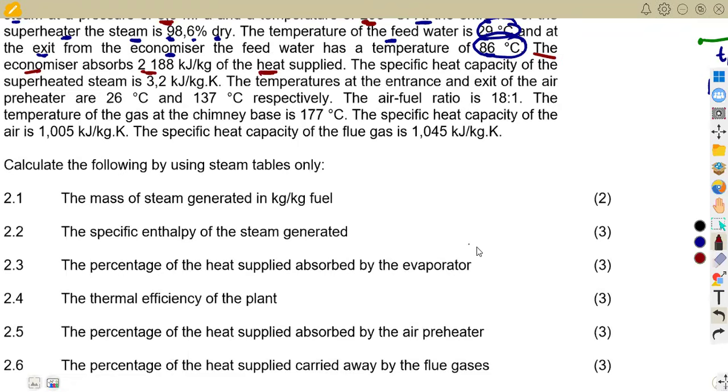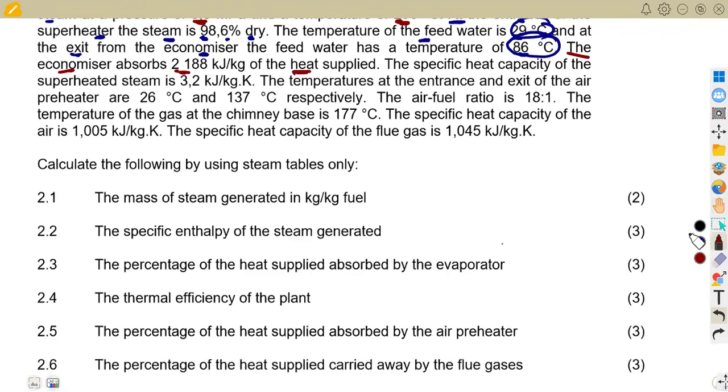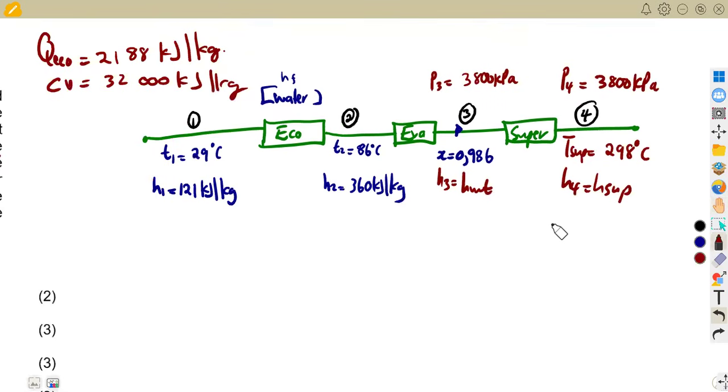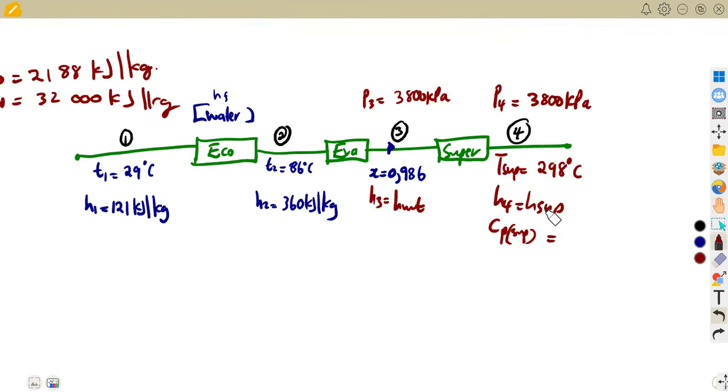Then also the other things that we are given, I think we can take these later on. Let's see which is important here. The specific heat capacity of the superheated steam, this one we need. If we are given this, it means our H sup in this case is going to come from the formula. We are not going to take this directly from the steam table for superheated steam. Remember, I said there are two ways.